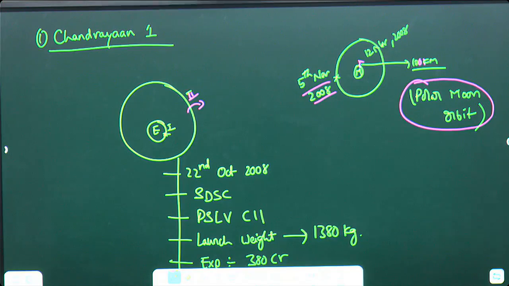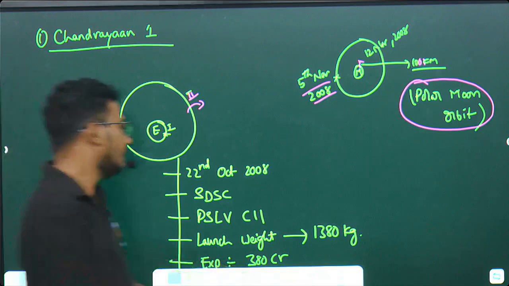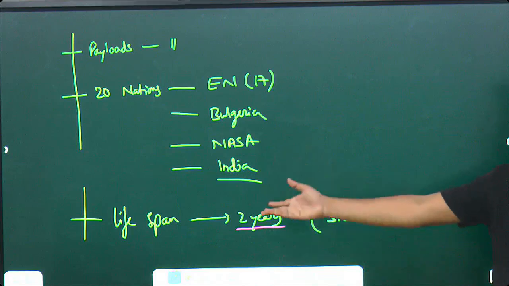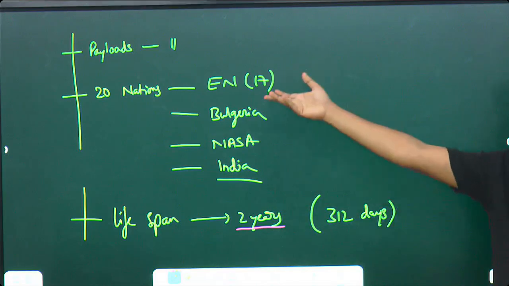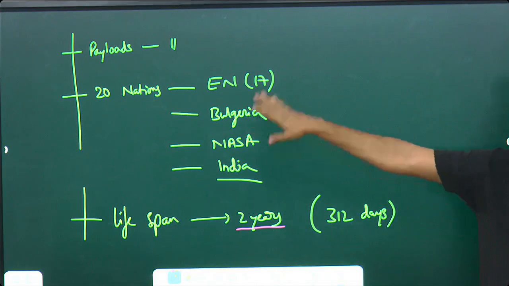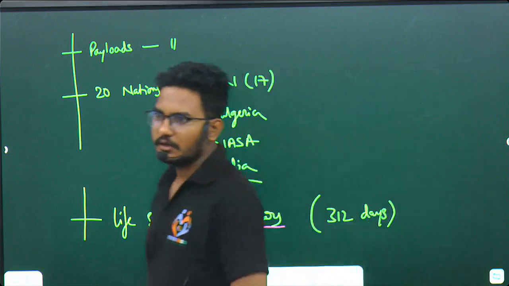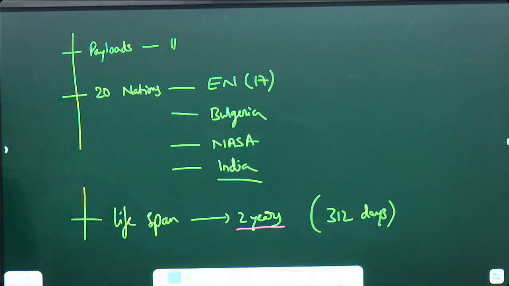In your current affairs also, what you will read? These things only. Whenever we are sending a missile, what is the name of the launching vehicle? Generally, people will ask you. PSLV C-11. From where it is launched? Satish Dhawan Space Center. And then on which day? 22nd October. What is the weight? 1380. What is the amount? 380 crores. Payloads 11. And then 20 nations work together. Lifespan 2 years. These are the facts which you will learn in current affairs. Nothing else.